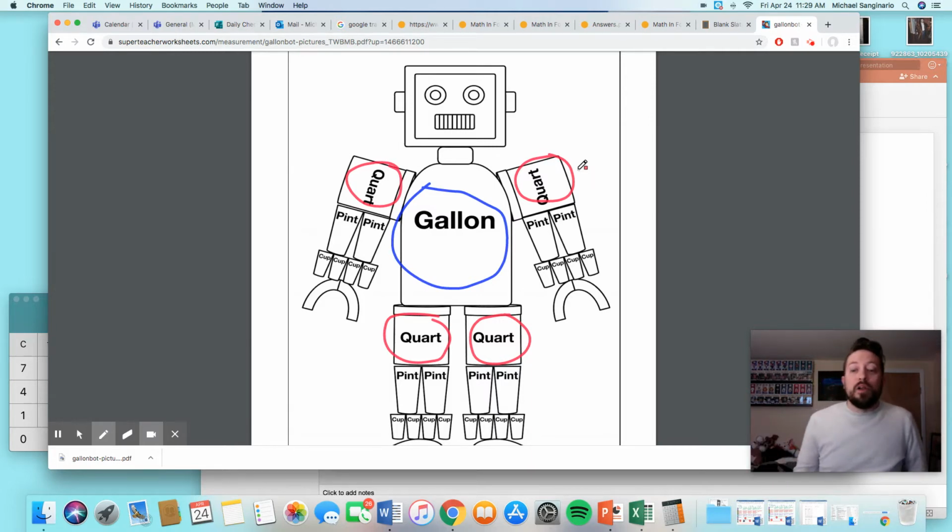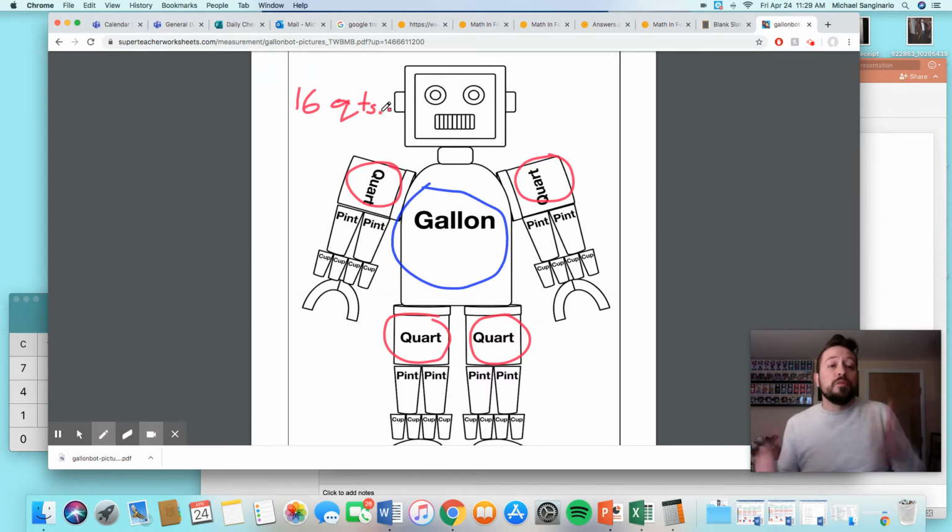Now, what if we were going the opposite way? What if it said we have 16 quarts, okay? I'm just going to abbreviate quarts with QTS. If I have 16 and they want to know how many gallons that is, you need to divide by 4, just like we've been doing the past few math lessons. When we go from a bigger to a smaller measurement, we multiply. When we go from a smaller to a bigger measurement, we divide, okay?